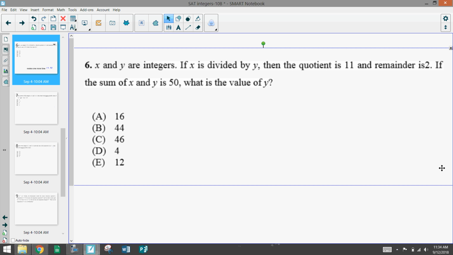This question: x and y are integers. What are the integers? The whole numbers, like 1, 2, 3, 4, for example, and with their negatives, including 0 or not? Not including 0 or including 0. 0 is not a whole number. 0 is a whole number, and it's an integer.